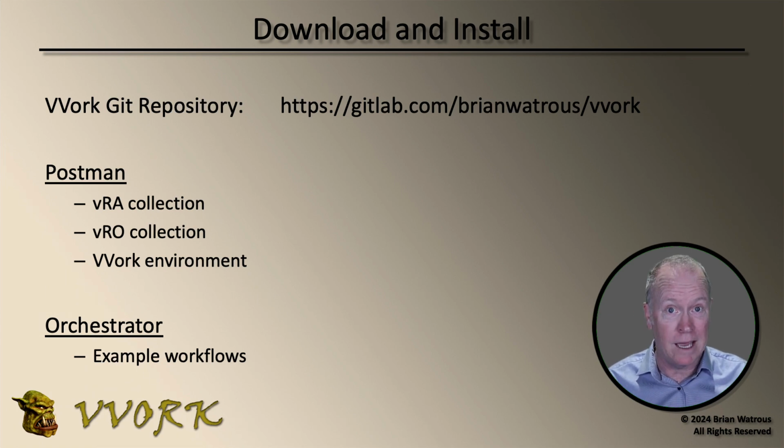One of those is a collection of REST requests for VRA servers. Another item that you'll download and install into Postman is a collection for Orchestrator REST requests. And a third thing is what I call the VVork environment. I'll explain what each of these is in just a moment.